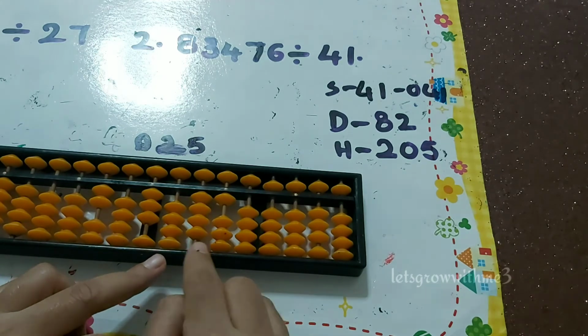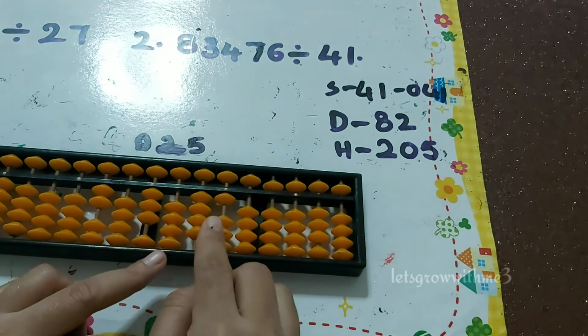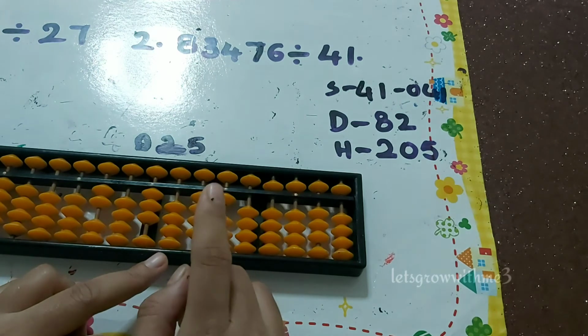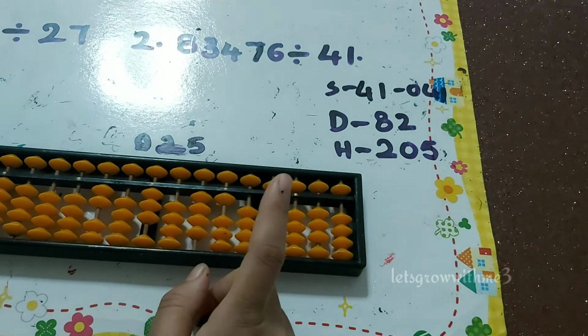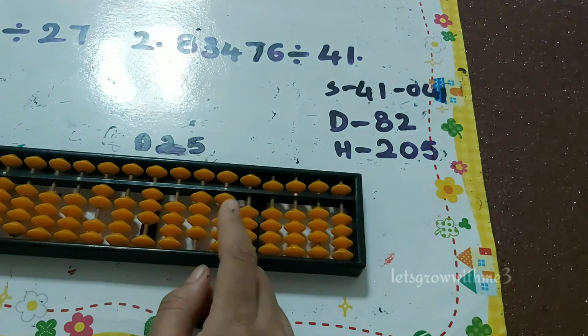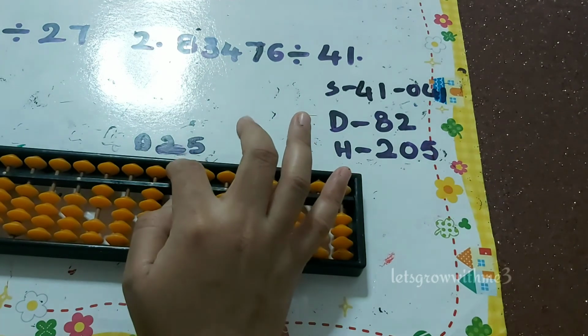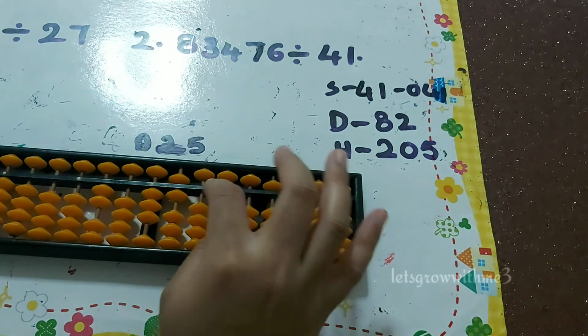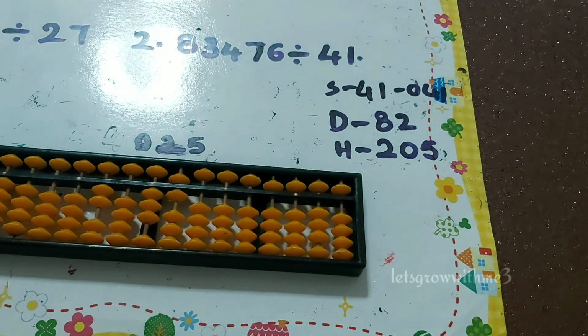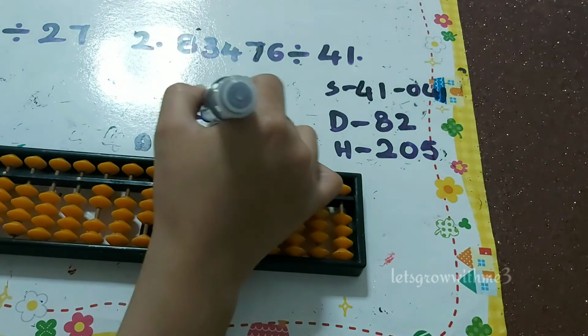So whatever the remainder I got, that is not less than, equal to my divisor. So I can divide by 1 time. So I need to put here 5 and 1. Okay, I can remove 41 also. Then what's the answer? I got 2035.